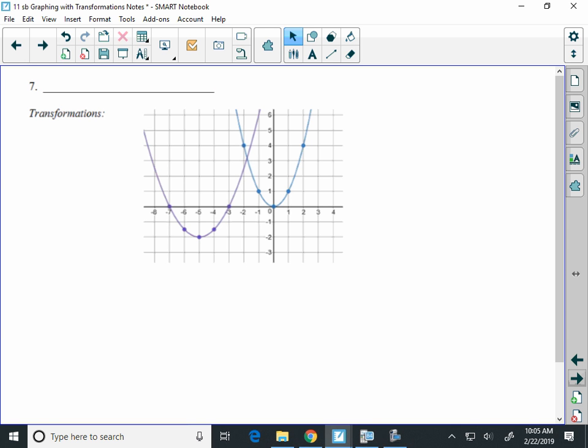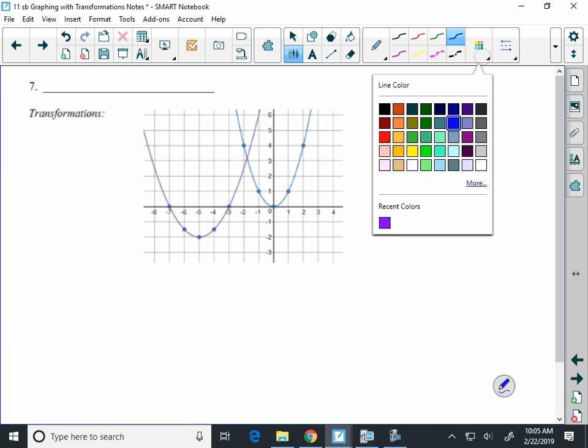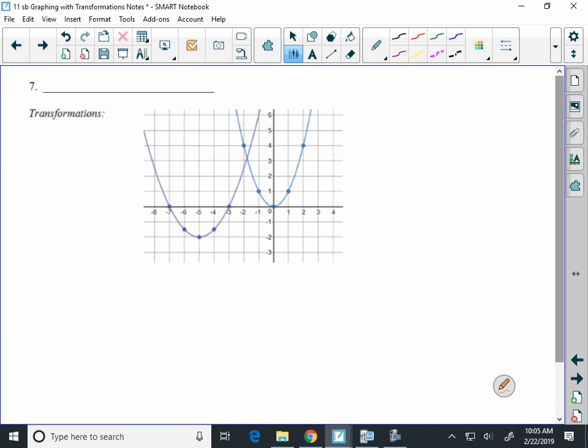Lastly, once again, start with the vertex. If we take a look at our vertex here, we went 1, 2, 3, 4, 5 left. And we went down 2. So there's a vertex. We did not turn our graph upside down. So we don't have a reflection.